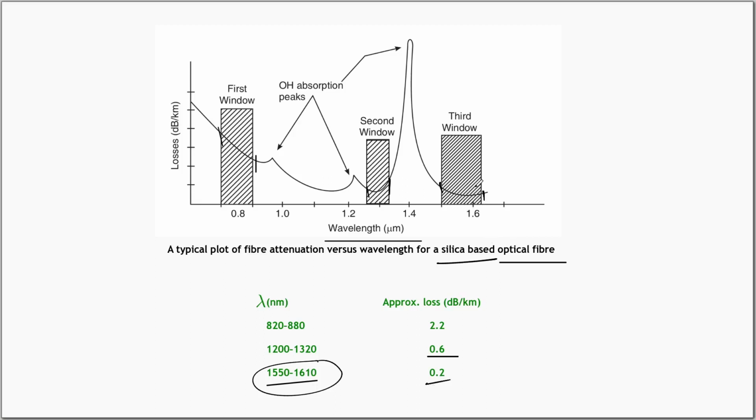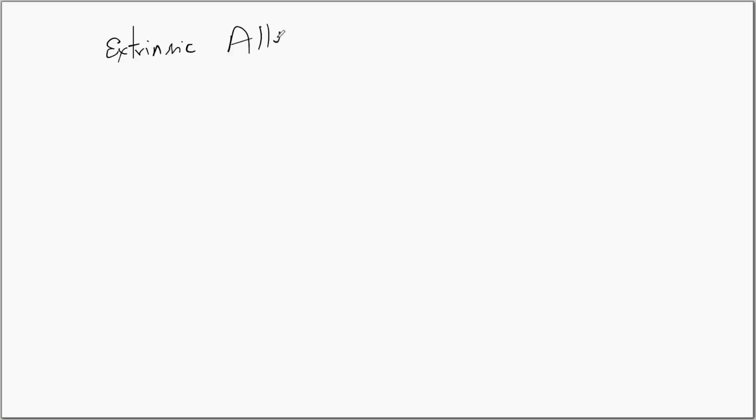However, there are other factors that can influence the losses in optical fibers. As a result, this wavelength, though it is offering small material losses, is not preferred. Only the 1300 nanometers is preferred for optical communications. Now we shall discuss the extrinsic attenuation or bending losses.